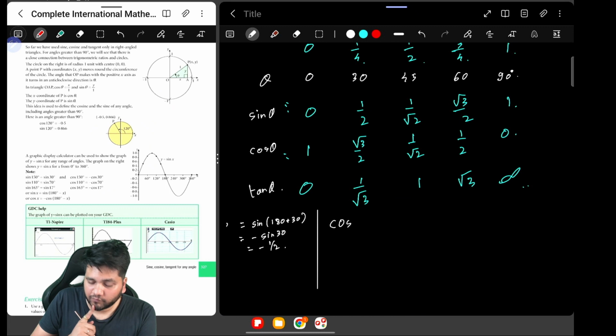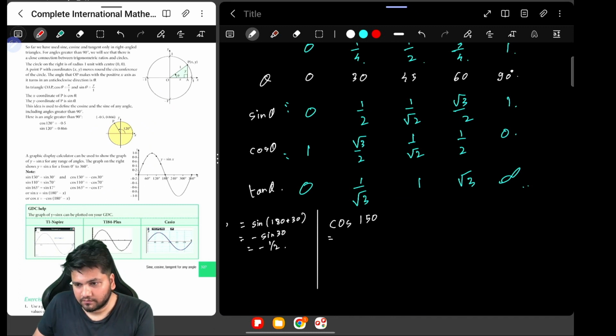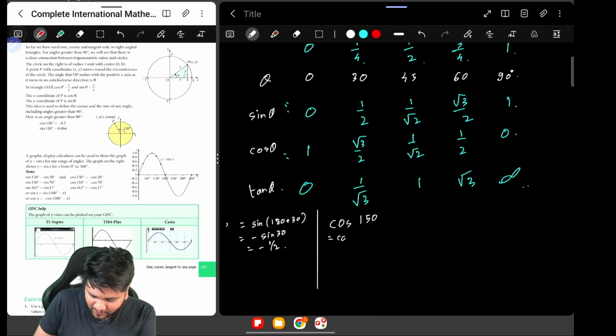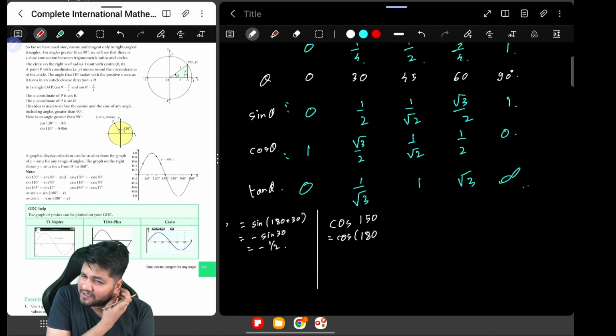Yes, sir. What if I ask you cos 150 degree? Tell me, how will you write first? Cos 30. What cos? 180 minus 150. How will 150 be written? 180 minus 30. Root 3 by 2. So, root 3 by 2.